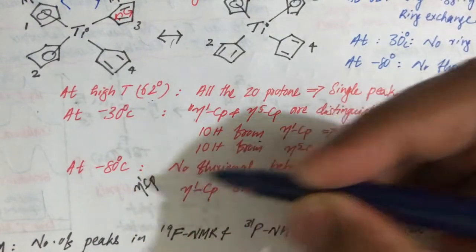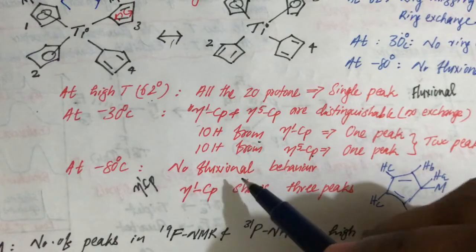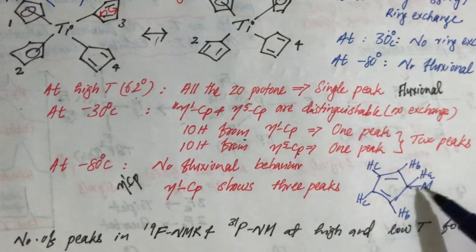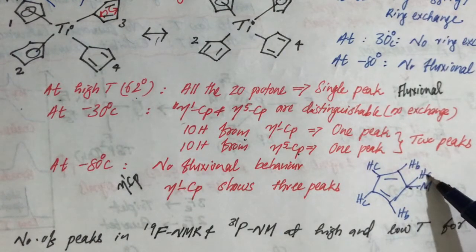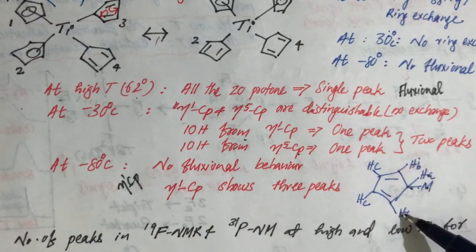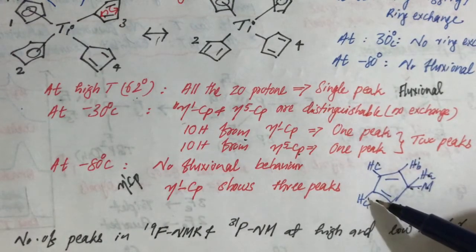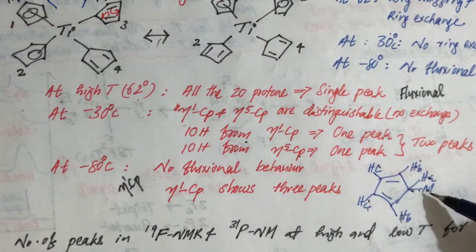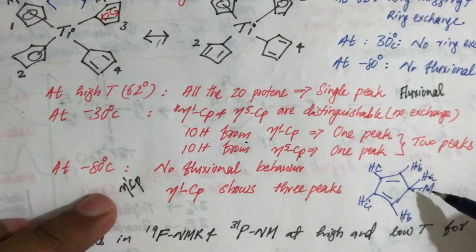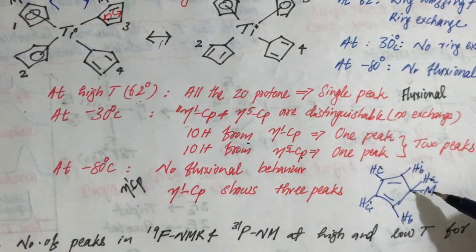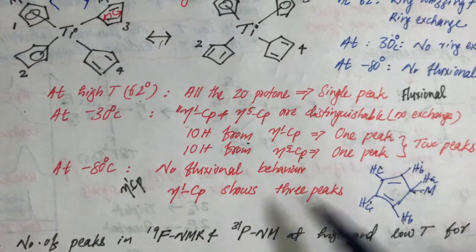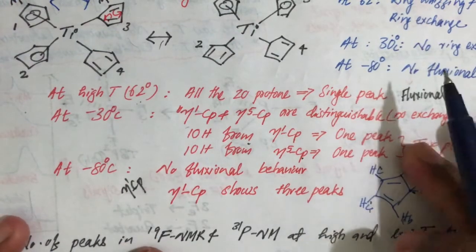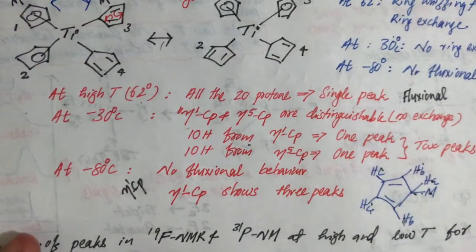Cp, as we mentioned earlier, you can distinguish all the protons present in the eta 1 Cp, that is this is bonded to the metal, and this is one kind of HA proton, these two protons are another kind, and these HC protons are another. So this eta 1 Cp gives you 3 peaks at minus 80 degrees Celsius, that is the lower limit temperature. So clearly there is no fluxional behavior. Ready? So that is the case of this complex.